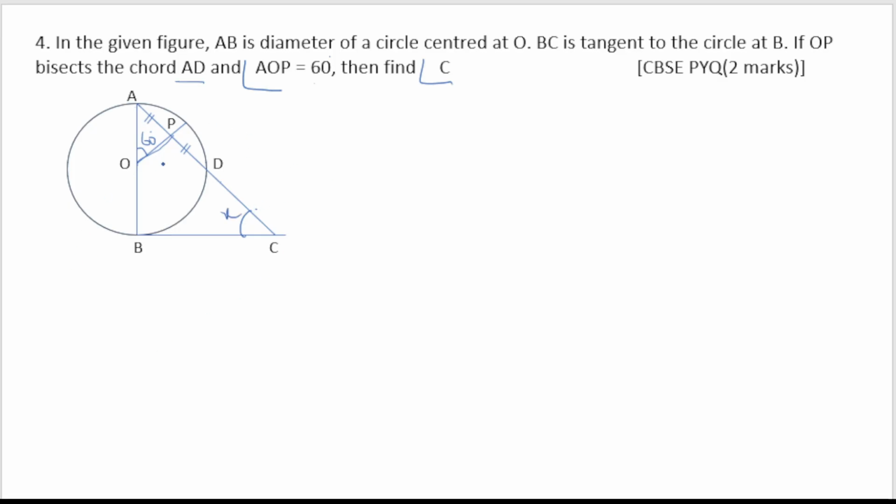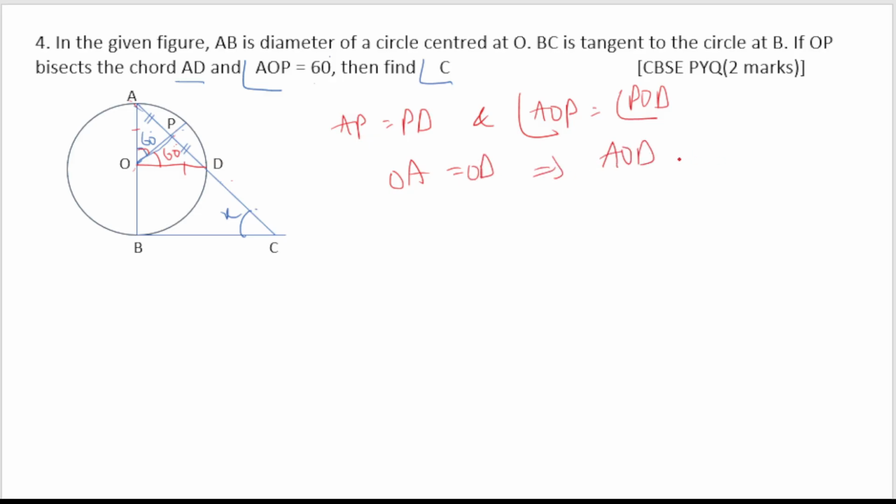Okay. Here OP bisects AD. So here we will join OD. OP bisects AD. That means AP is equal to PD and angle AOP is equal to angle POD. Okay. This angle is 60 and this angle will also be 60 degrees because OP bisects AD. And OA is equal to OD because these two are radii. So the triangle AOD forms an isosceles triangle.